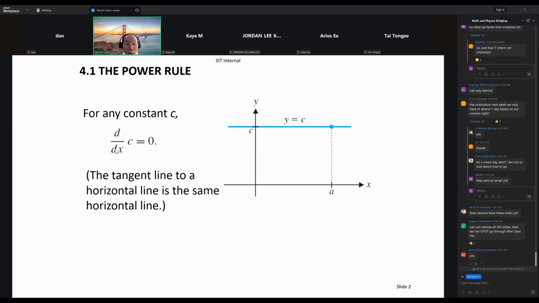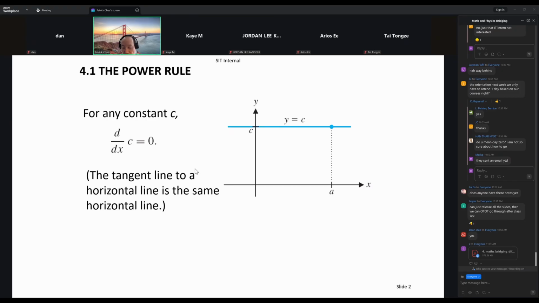When you differentiate, differentiation means getting the slope, the gradient of a graph. So when you have a straight horizontal line, what is the slope? The slope is 0 because y equal to c is a constant. So the gradient is 0. That means when you differentiate the constant c, the answer will be 0.